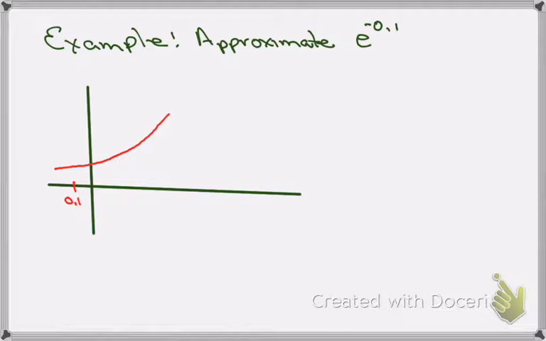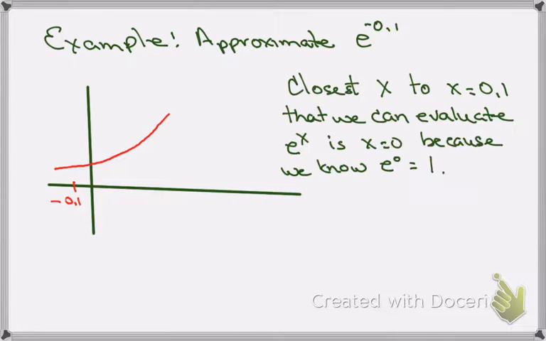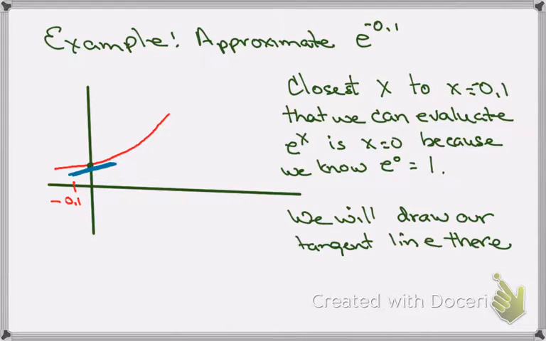So let's take this example. We're asked to approximate e to the minus 0.1. I've got my graph here just so I have some idea of what it looks like. And I know that the closest x to x equals minus 0.1 is going to be x equals 0, because I can actually evaluate e to the x when x is equal to 0. So I have to pick the closest one that I can actually plug in the function and I know the functional value without using any calculator. So I know that e to the 0 is 1. So that means that I have a point on my function and a point on my tangent line that I know, and I can also find the slope.